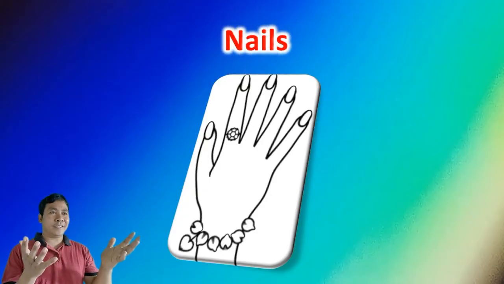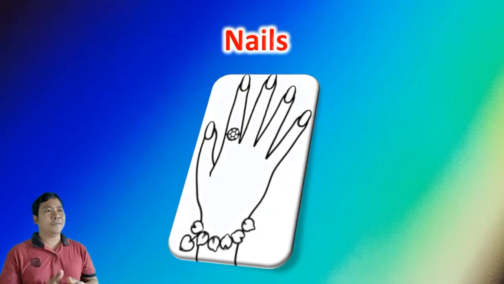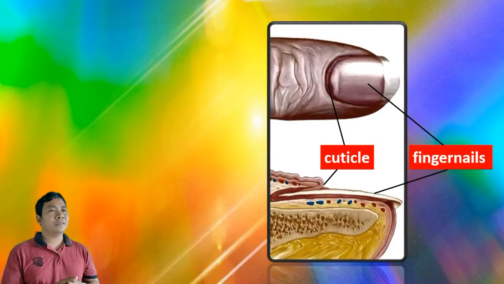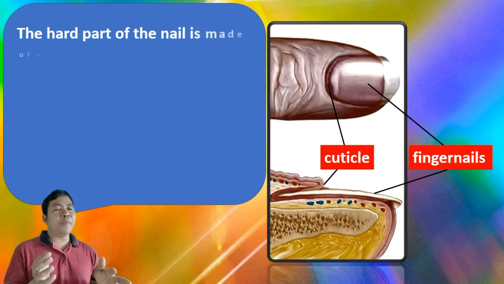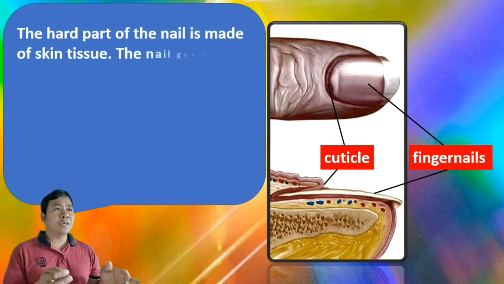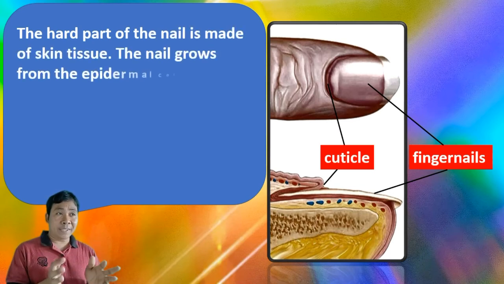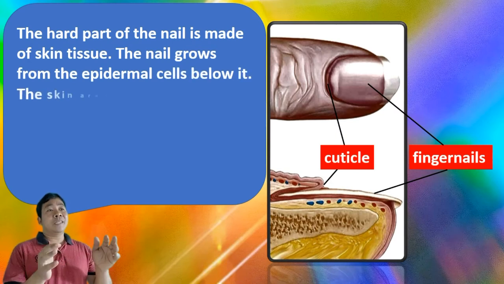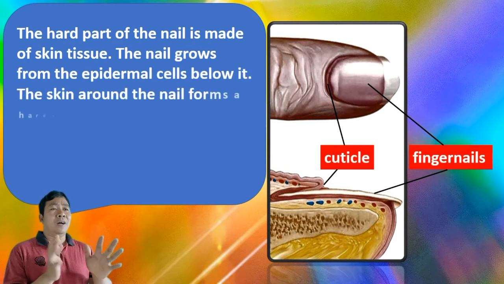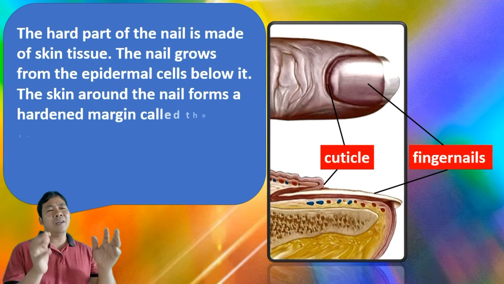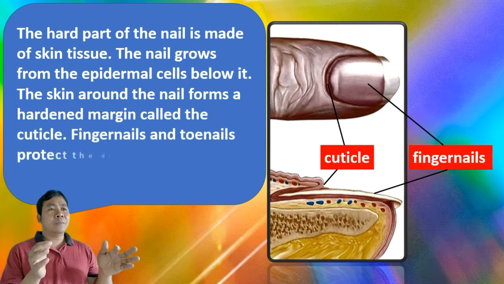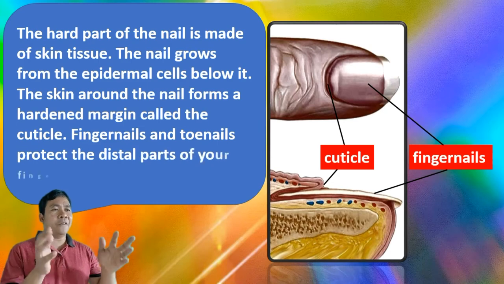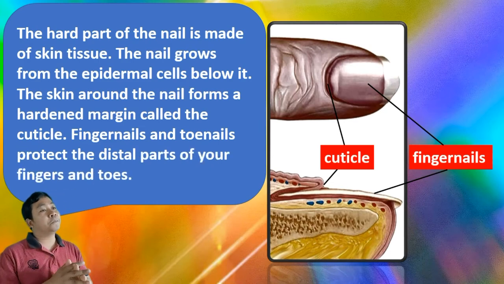The nails. The hard part of the nail is made up of skin tissue. The nail grows from the epidermal cells below it. The skin around the nails forms a hardened margin called the cuticle. Fingernails and toenails protect the distal part of your fingers and toes.